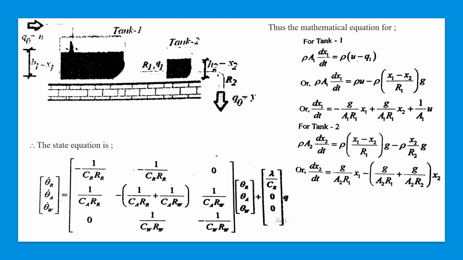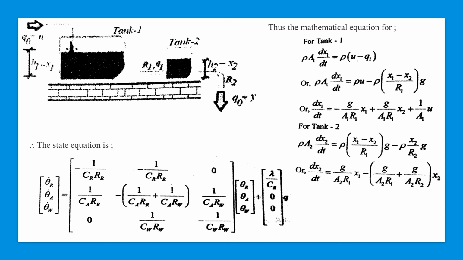We have already derived that for tank 1 we can write the equation: rho into A1 into dx1/dt is equal to rho into u minus q1. A1 is the area of tank 1, x1 is the state for tank 1, rho is the density of the material, u is the input and q1 is the intermediate output.